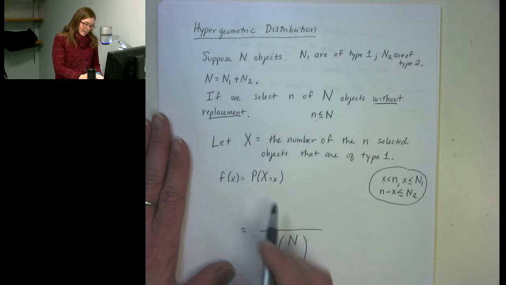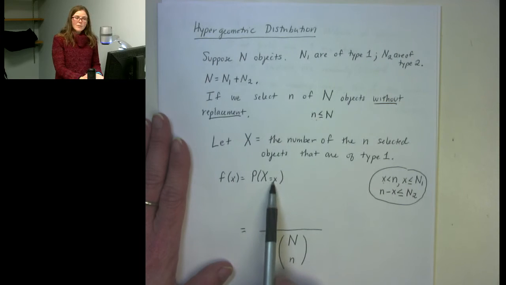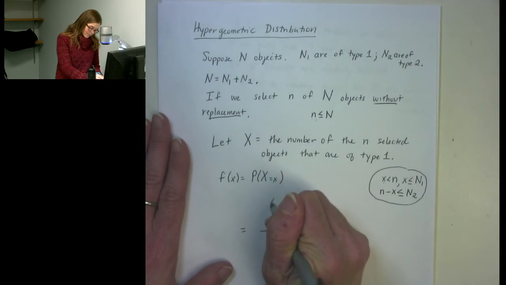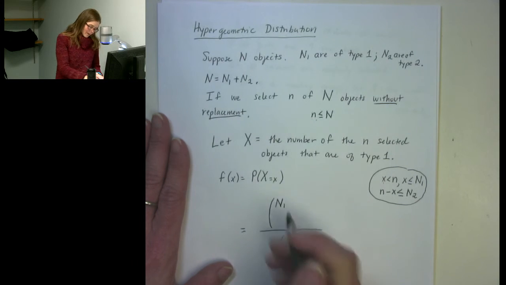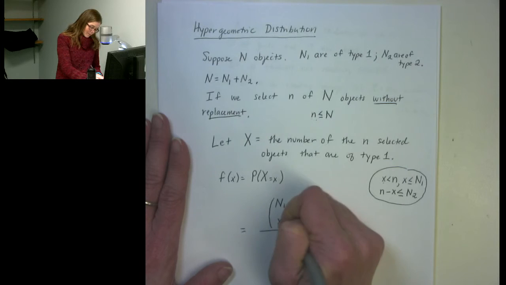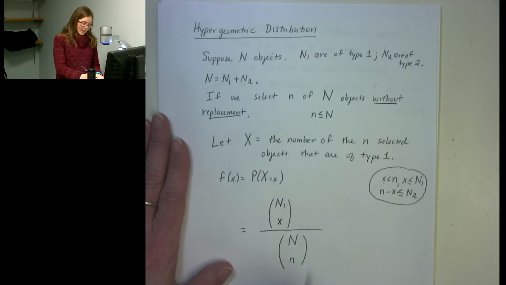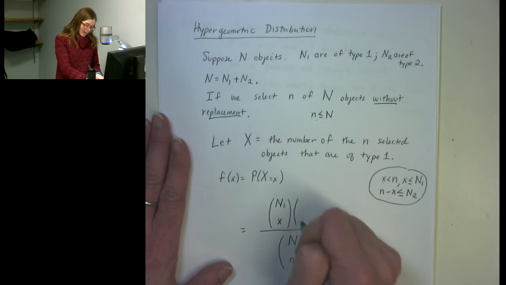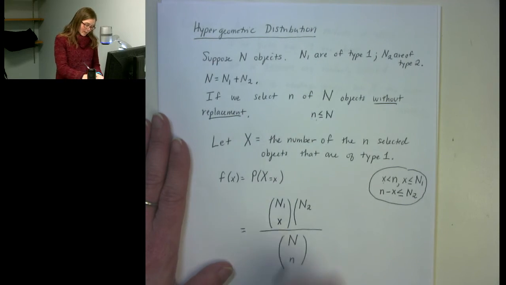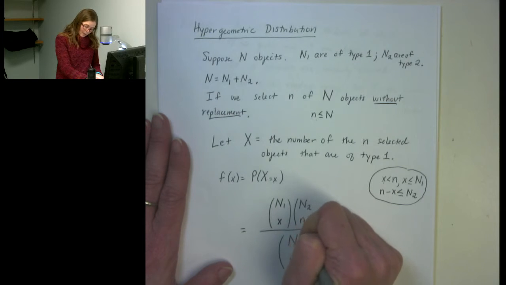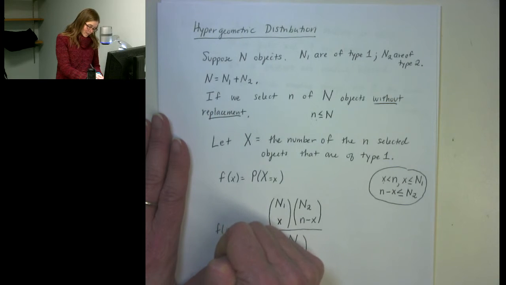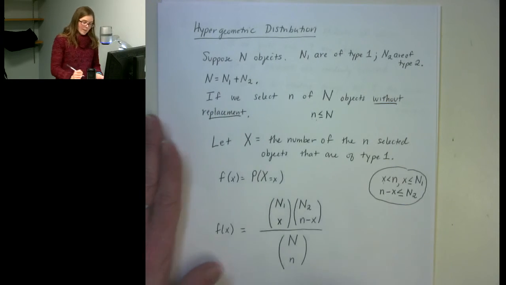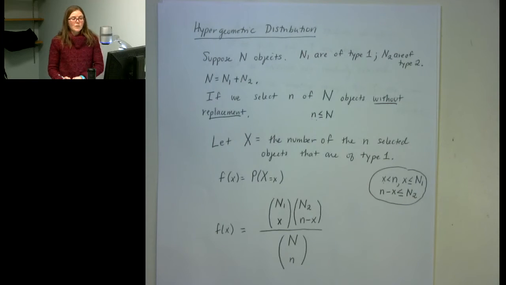The number of ways that I could have x of them be of type 1: I have N1 total that I could choose from of that type, and I'm choosing x of them. And then the number of ways I could have the remaining n minus x be of type 2: I have N2 that I can choose n minus x from. So this is going to be my probability mass function for my hypergeometric distribution.